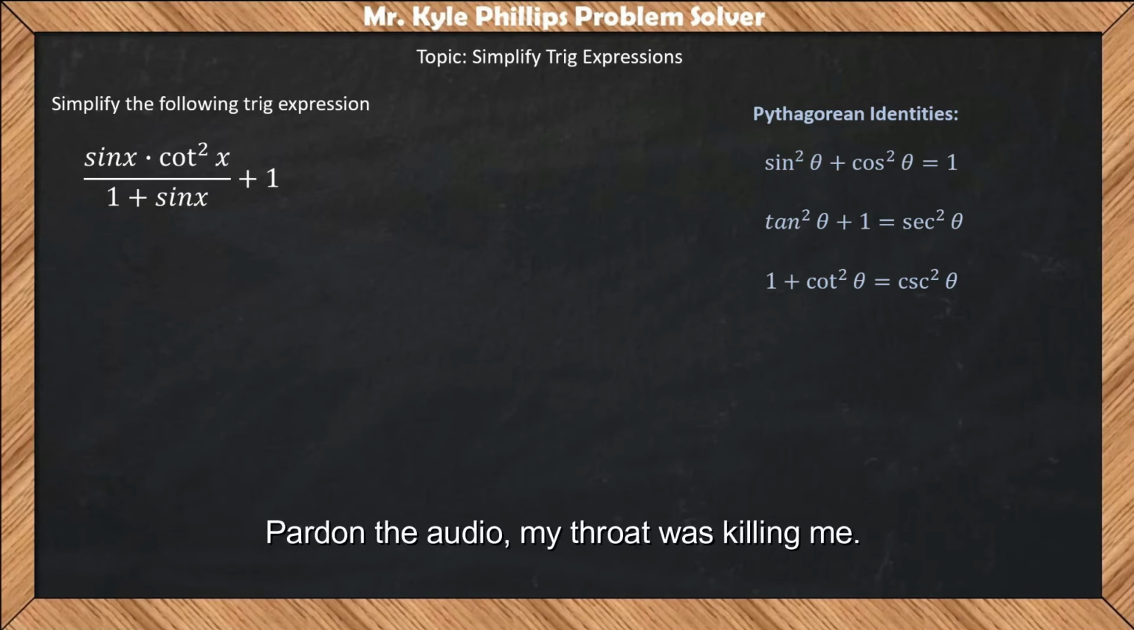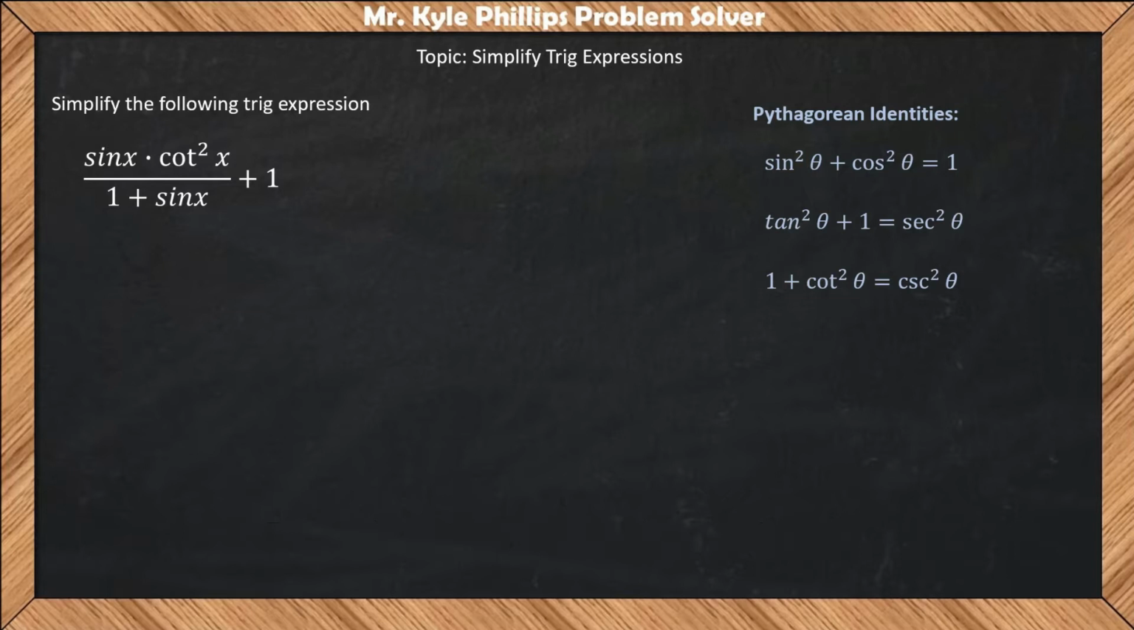Hey everybody. So in this video, we are going to be simplifying trig expressions. So in this problem, we have sine of x times cotangent squared all over 1 plus sine of x, all plus 1. So one thing when you're simplifying expressions that may be helpful is to look at the quantity that is squared. So here, this is cotangent squared. What you want to do is pay attention to your Pythagorean identities, because cotangent squared may be able to be rewritten as something that makes the problem a little bit easier to work with.